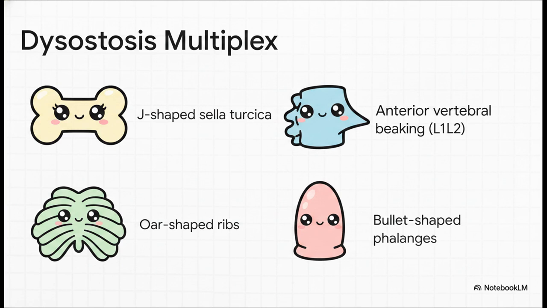In the spine, look closely for anterior beaking of the vertebral bodies, classically at L1 to L2, producing a thoracolumbar kyphosis. A chest radiograph will show oar-shaped ribs. They're widened anteriorly and narrowed posteriorly. And finally, the hands will demonstrate bullet-shaped phalanges with proximal tapering of the metacarpals.